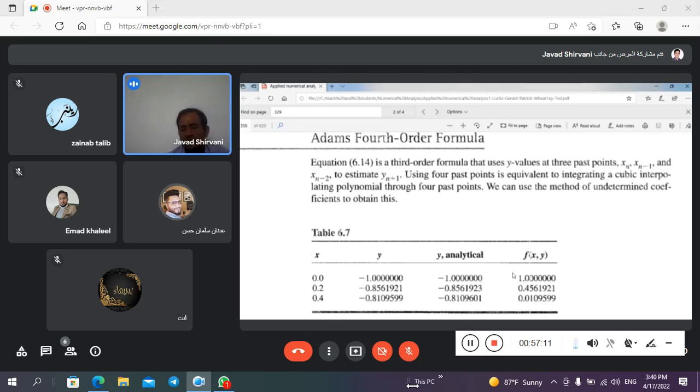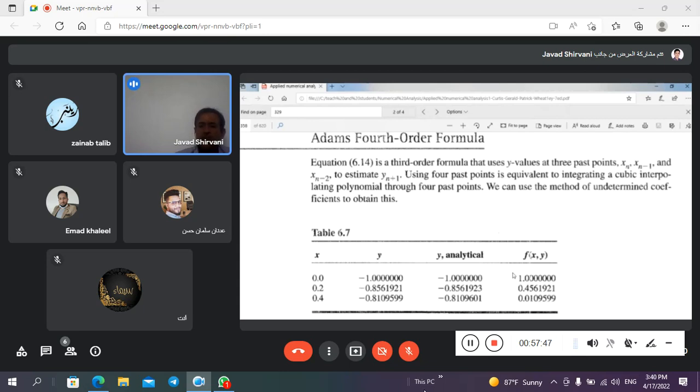The last equation, for example, 6.14, uses the value of y for 3 points xn, xn minus 1, and xn minus 2. We use the information of the y at the last 3 points, xn, xn minus 1, and xn minus 2, to estimate the next y, yn plus 1.